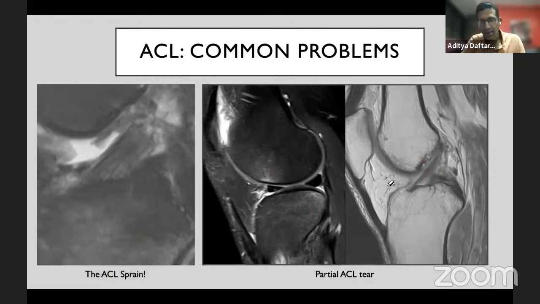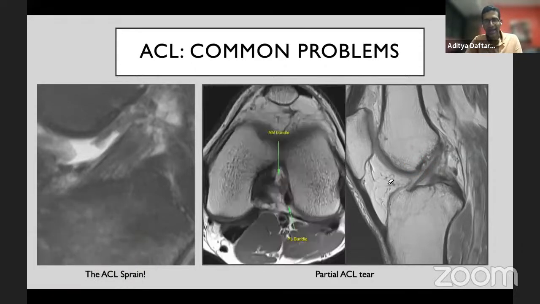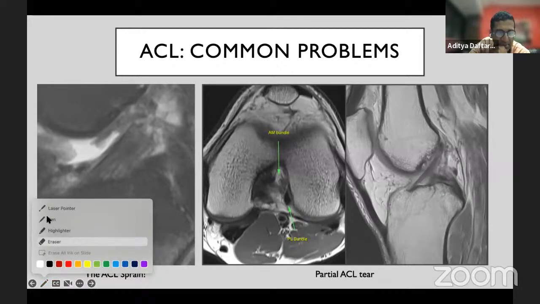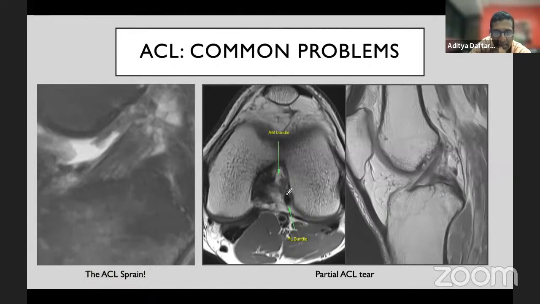So what we want to do here is look at the axial image. If you look at this axial image, what you can see is this is the posterolateral bundle here. This is the anteromedial bundle here.